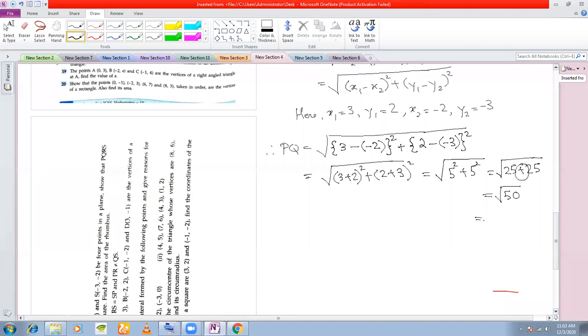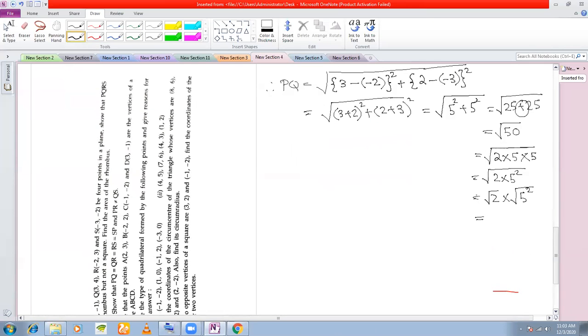Root 50, if you prime factorize, this is 2 into 5 into 5, which is root over of 2 into 5 square, which is root 2 into root 5 square. And square root of 5 square is 5. So this becomes simply 5 root 2 units. This is the distance between P and Q. And this is how you use the distance formula to find out distances.